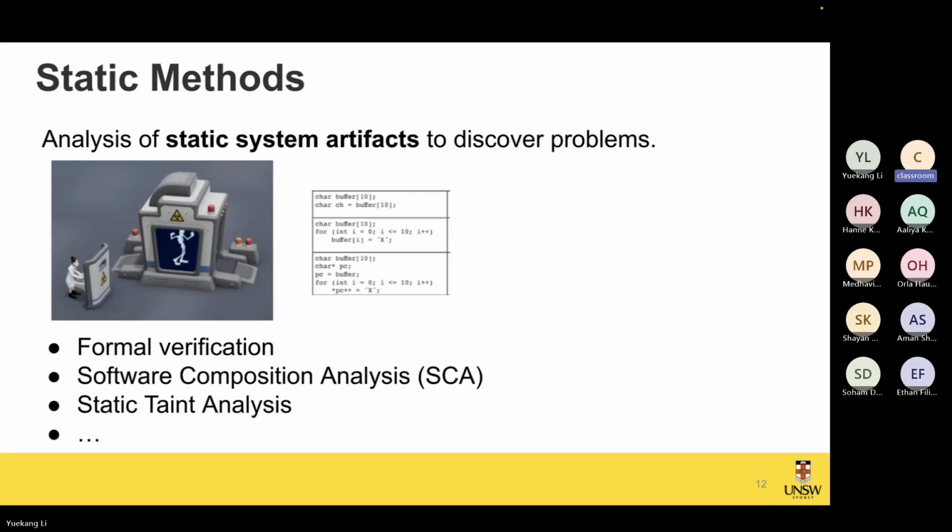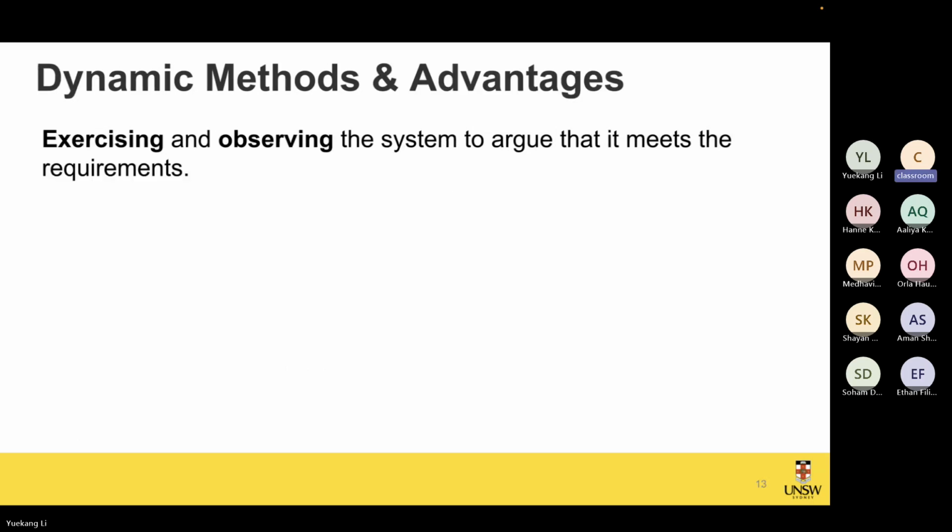And we can also do static taint analysis, which is to track whether the user input can reach certain location or not. So if the user's input can reach some part of the code, then we know that, okay, this piece of code is more interesting for us to check, right? So that's static analysis methods.